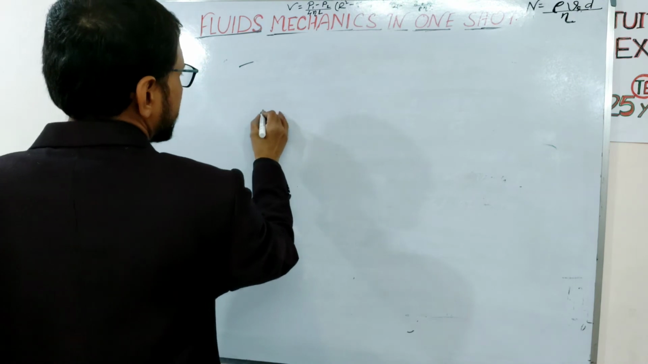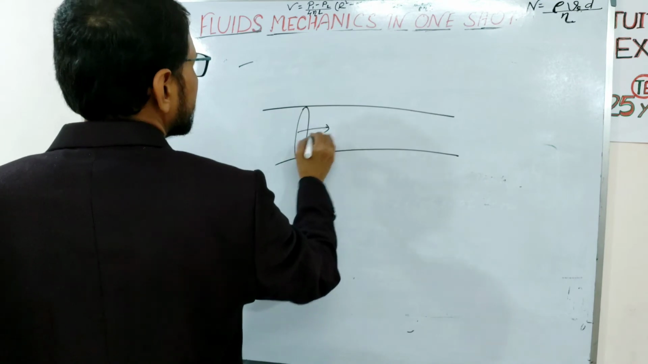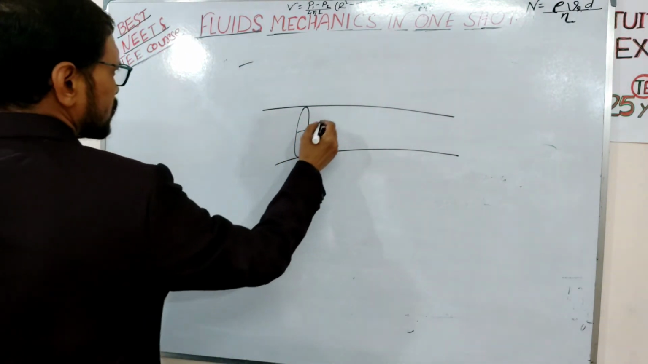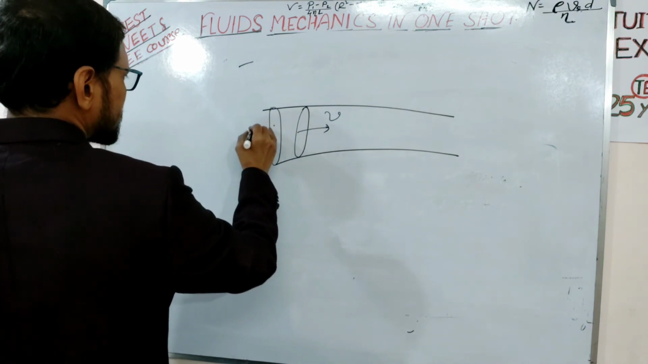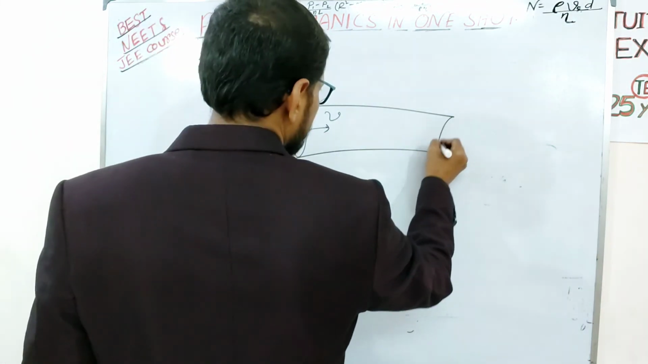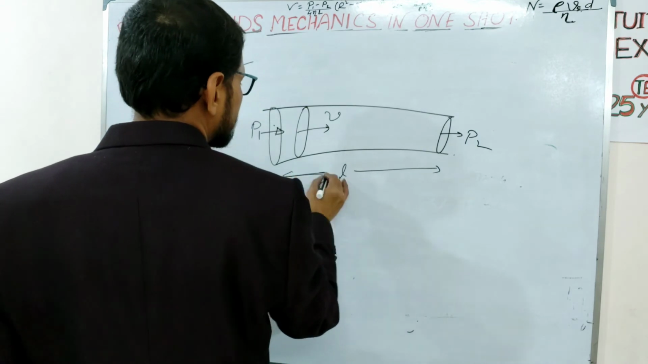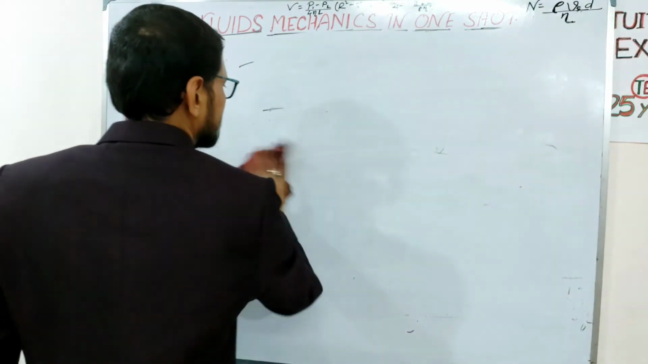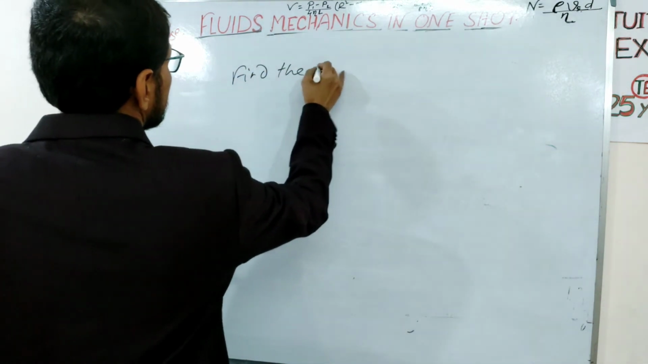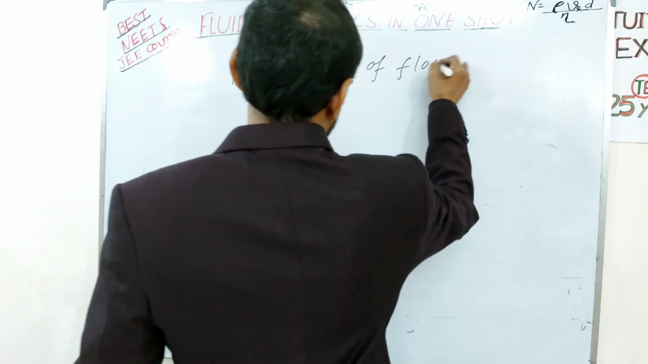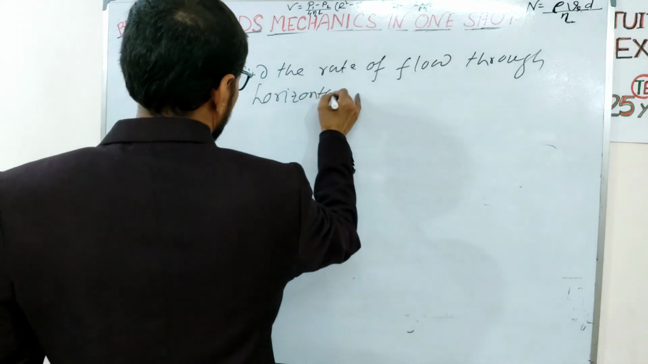Suppose now, what is the formula of rate of volume flow dV by dt through the pipe? Suppose this end has liquid pressure P1, and this end has liquid pressure P2. Now if L is the length of the pipe, find the rate of flow through a horizontal pipe.